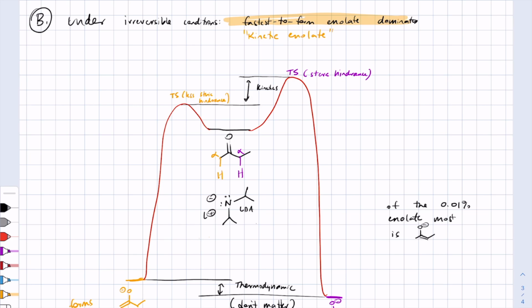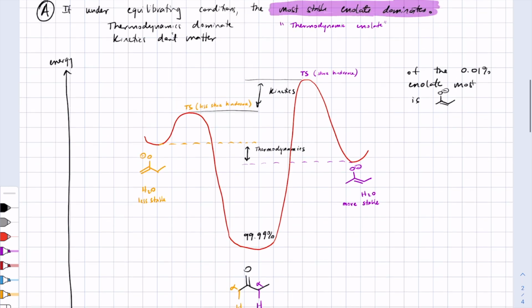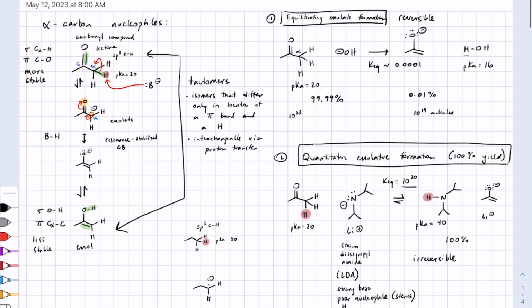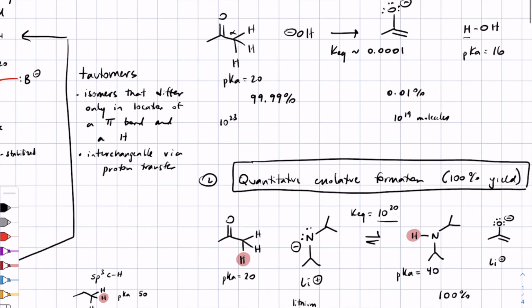Yeah? Explain again why the original reactants are higher in energy. It all has to do with the reactivity of this base. Okay. Come back up here and remember that if we use OH minus as a base, we're competing between these two acids, water, pKa 16, with the ketone, versus here, lithium diisopropylamide, pKa 40, versus the ketone. Yep.